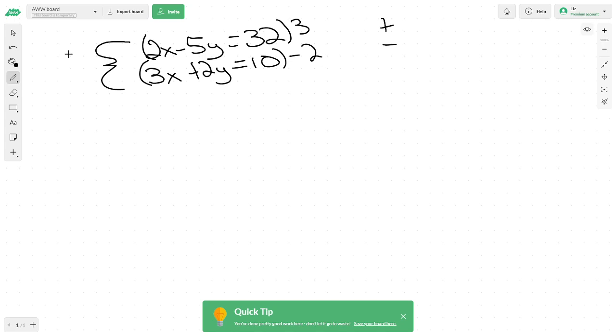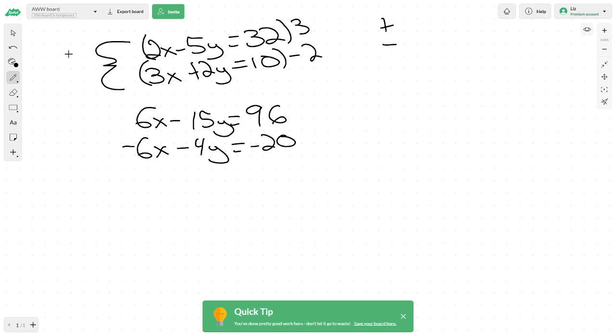So let's see what that gives us. That gives us 6x minus 15y equals 96 as my top equation. And then my bottom equation is negative 6x minus 4y equals negative 20. These are going to cancel out. I'm going to get negative 19y equals 76. All right, and then when I divide 76 by negative 19, I get negative 4.